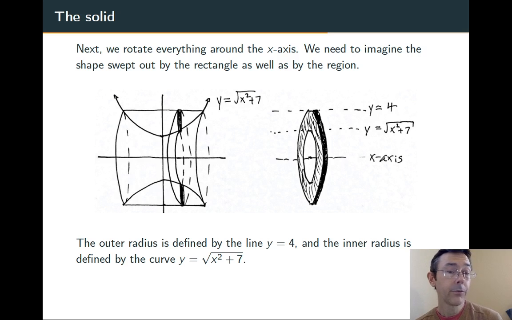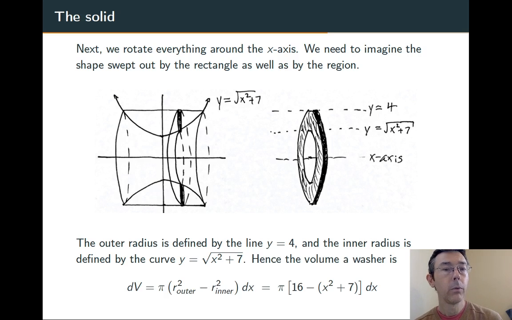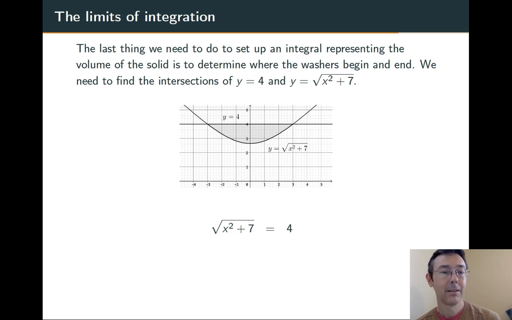The outer radius for the washer is going to be defined by the top curve, y equals 4, and the inner radius will be defined by the bottom curve, y equals the square root of x squared plus 7. Now, we can get a formula for the volume of that typical washer. Pi times the outer radius squared minus the inner radius squared times the thickness of the washer, dx. Overall, pi times 16 minus the quantity x squared plus 7, dx.